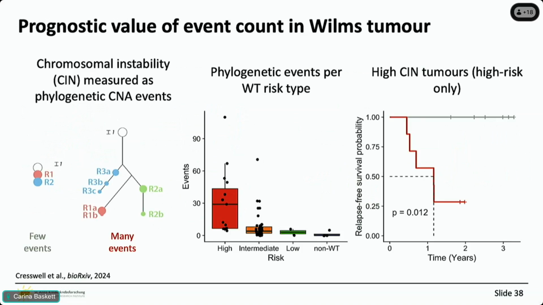And of course, we also are interested in what this means for patients and whether we can use some of these measures to say something about how patients might do. So I took a very similar approach here as well by calculating these phylogenetic trees and asking how many different events we see in these phylogenetic trees as kind of a life history of chromosomal instability in these tumors. And what we see is these in Wilms tumor correlate quite nicely with different risk groups. So the high risk ones tend to have more.